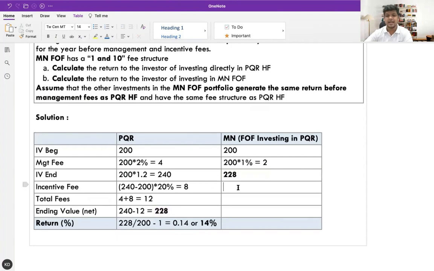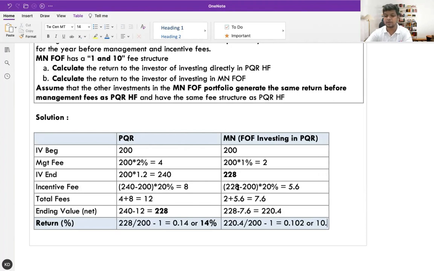Yes. And now if I calculate the incentive fee, it will be 228 minus 200 on that 20%. So I'll be paying 5.6. So basically I'll be paying a total fees of 2 plus 5.6, that is 7.6, which will be subtracted from 228 and eventually I'll get 220.4 on an investment of 200, which is definitely less than the actual fund, and I will get 10.2% of returns. I may get excess diversification, but that comes at an excess cost. Is that clear, everyone? Correct? Right? What is the situation here?